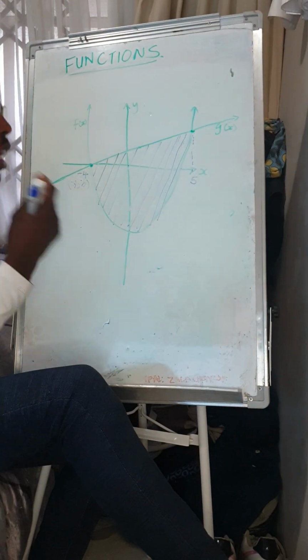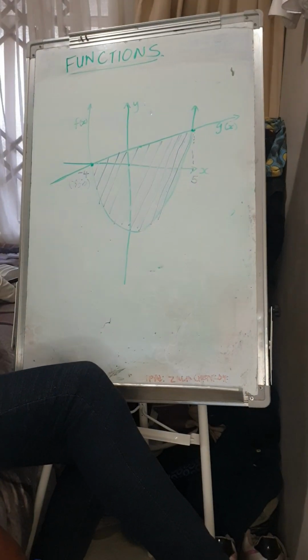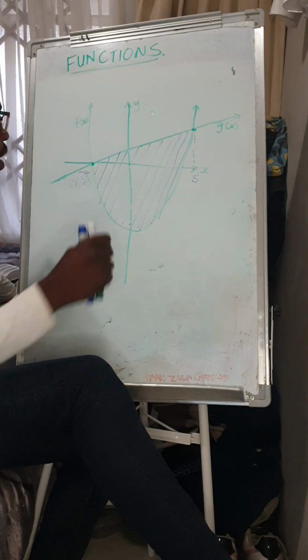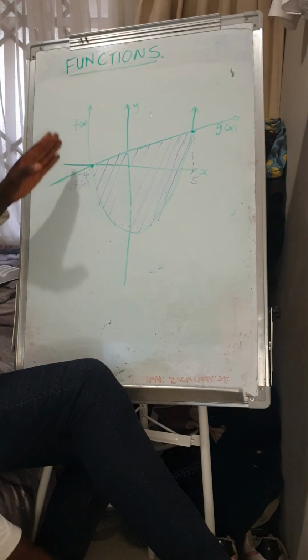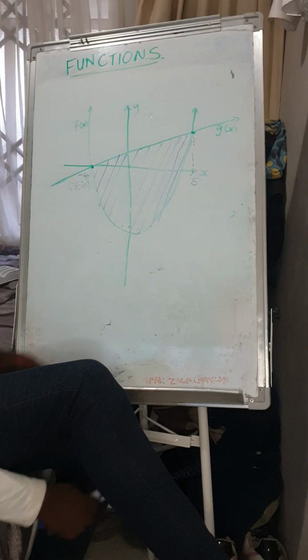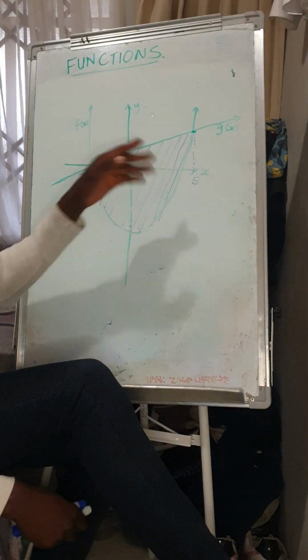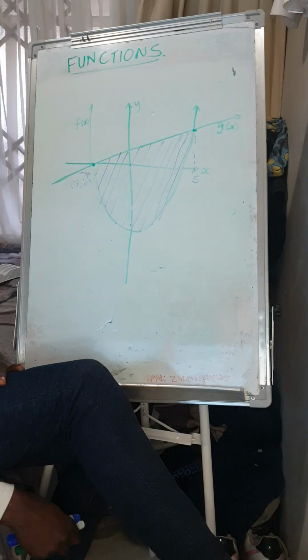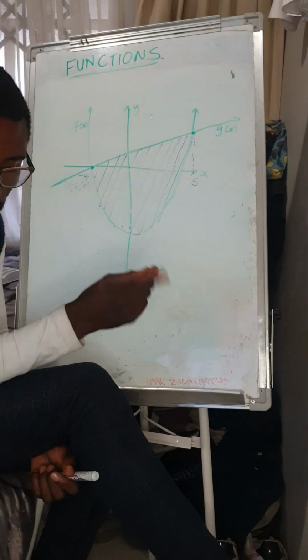So if we are on this side, after 5, then g of x is less than f of x. And before negative 4, or up to negative 4, g of x is still less than f of x. But from negative 4 up to 5, g of x is greater than f of x. That's what we are actually saying.